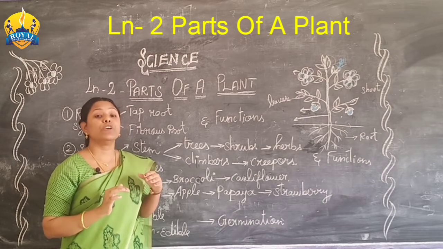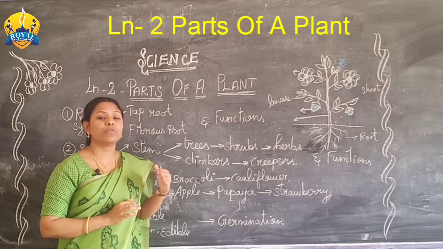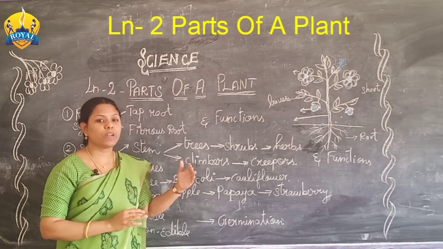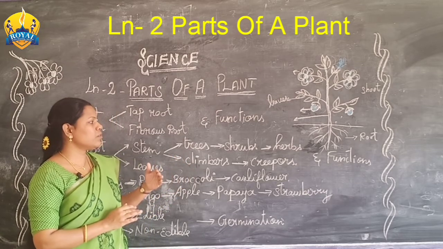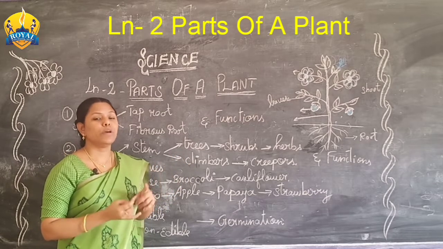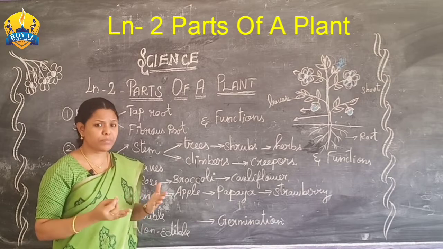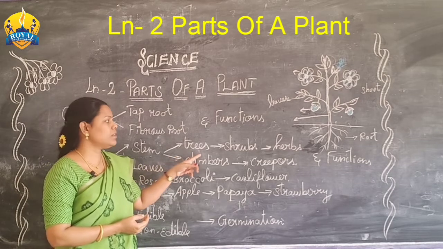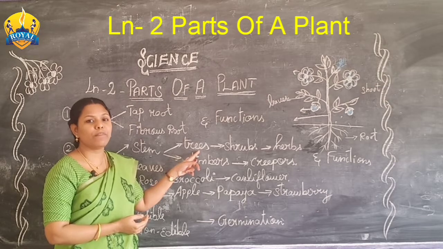We use these trunks for making furniture. For example, as I already told, mango, banyan tree, peepal tree. So these are the trees. Trees have a taproot system only.